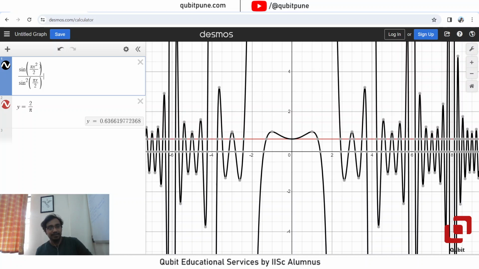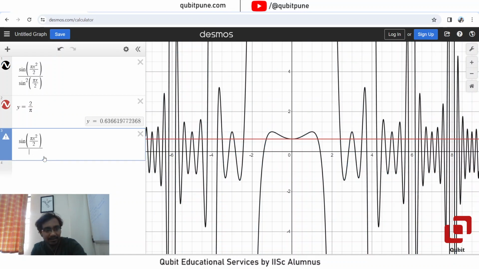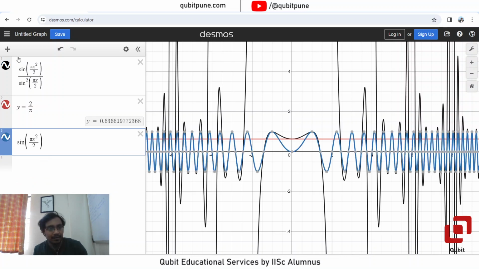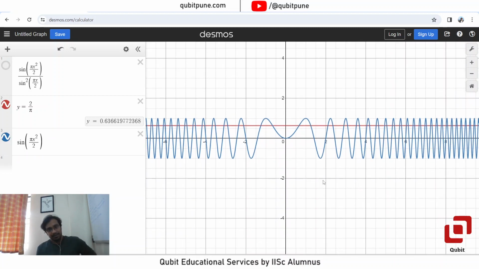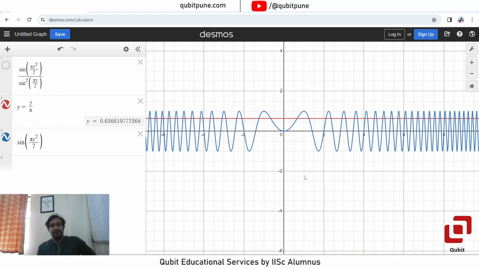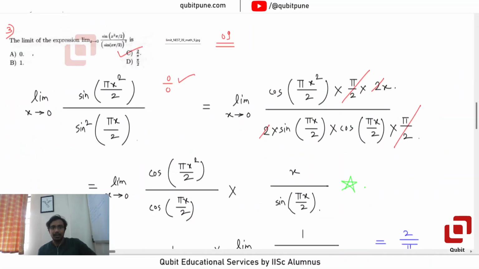So even if we just plot the numerator's graph, that would still be symmetric about the y-axis. Albeit a non-periodic function, that is still even. Okay, that's the way. Okay, cool. So no doubt in question 3, right? You have understood it.